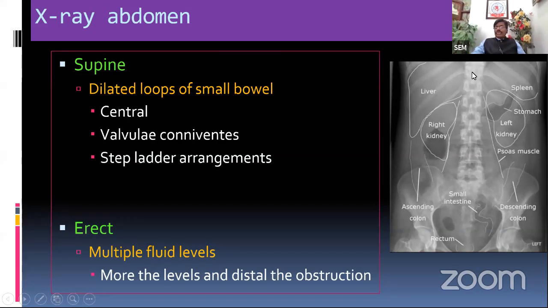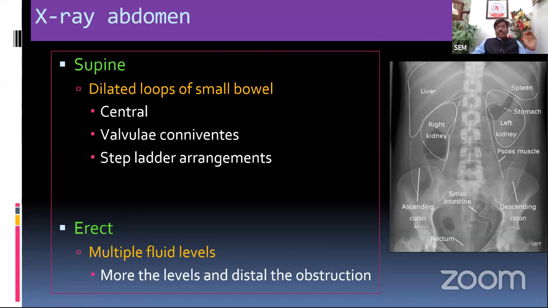Of course you have the vertebra and sacrum, sacroiliac joint and the ilium, hip joint, all these things. You don't see the diaphragm in a supine X-ray, whereas in an erect X-ray abdomen and X-ray chest, you will be able to see the diaphragm. Okay, this is an overall view.